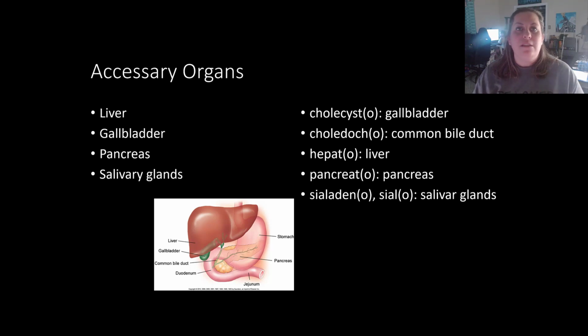These enzymes are going to be dumped into the small intestine to allow for the breakdown of food. But the pancreas also has an endocrine role. It does produce several hormones, specifically insulin and glucagon, which are going to regulate your blood glucose levels. And then the salivary glands, of course, produce saliva.